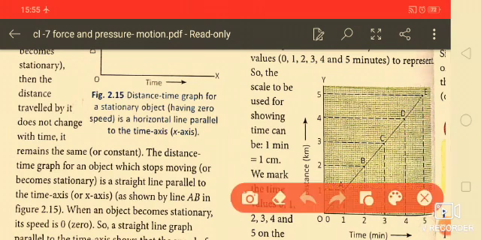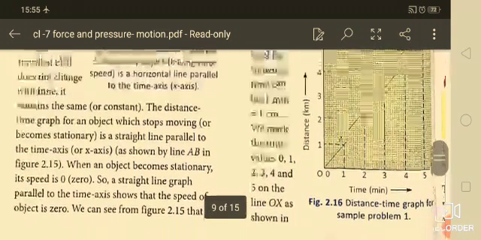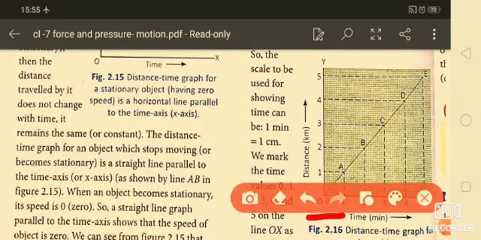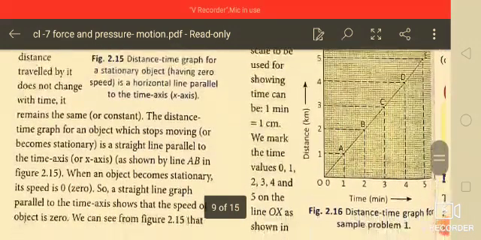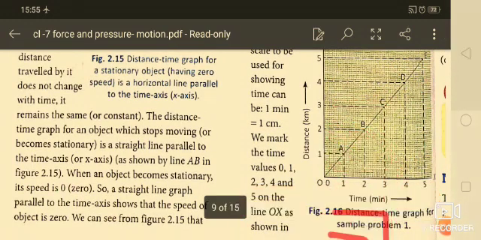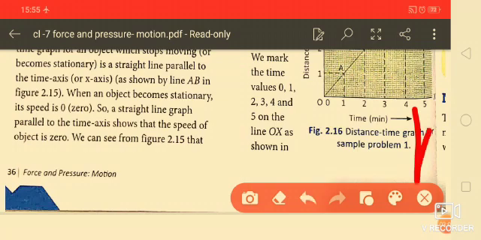In this problem we have a small time value, 0 to 5 minutes. The scale we use for showing time can be 1 minute equal to 1 centimeter. When you mark it here, you see this one indicates the time in minutes and this one indicates the distance in kilometers. When you mark the values 0, 1, 2, 3, 4, you see it like this. So this is the distance time graph for sample problem 1 given here.